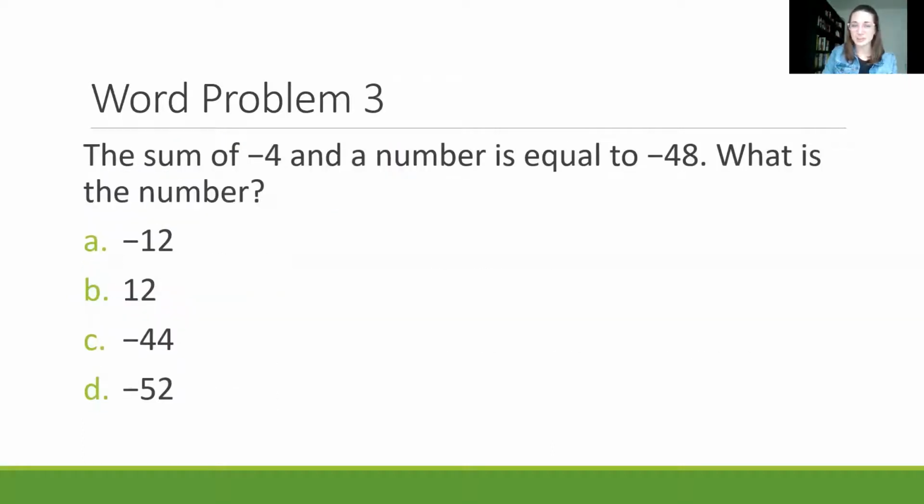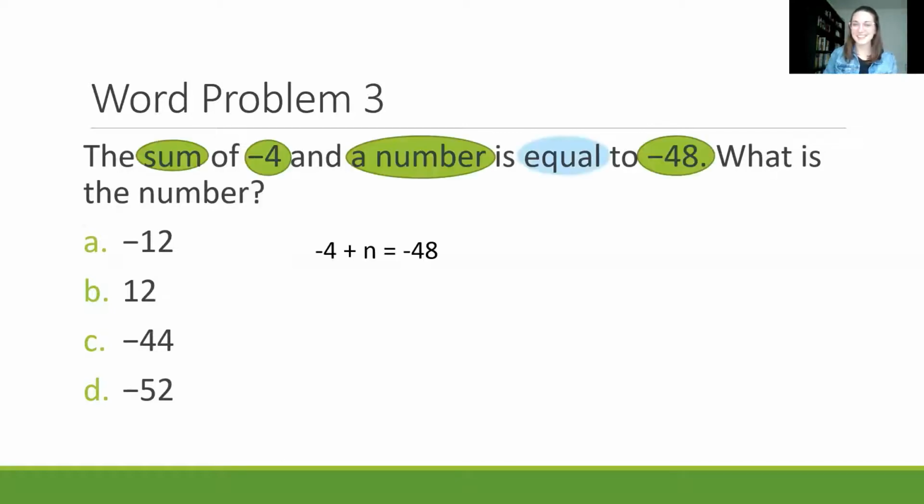For word problem 3, it says the sum of -4 and a number is equal to -48. What is the number? So we need to look at all of the keywords here because we have more than just the numbers that we're going to highlight. We also have some other math terms that will help us figure this out. So we have sum, -4, a number, equal, and -48.